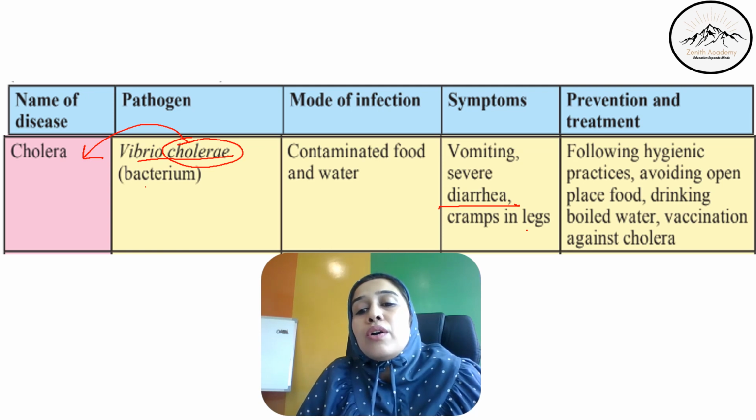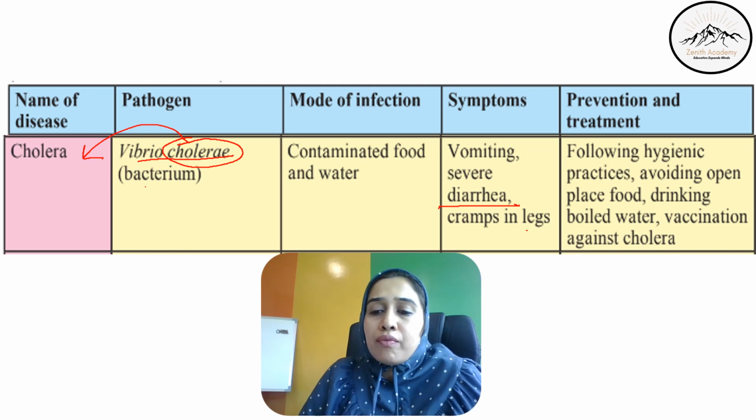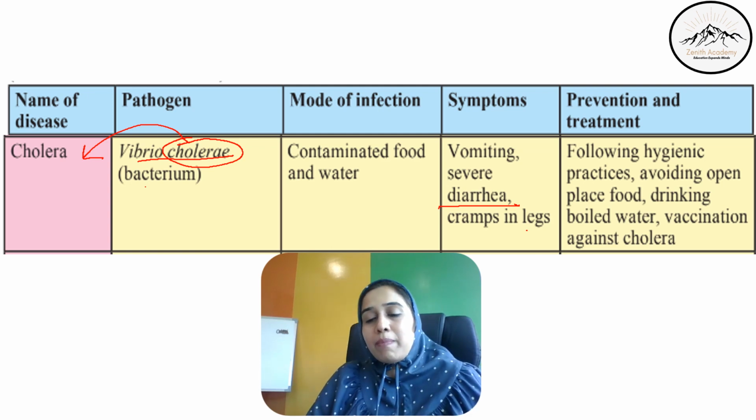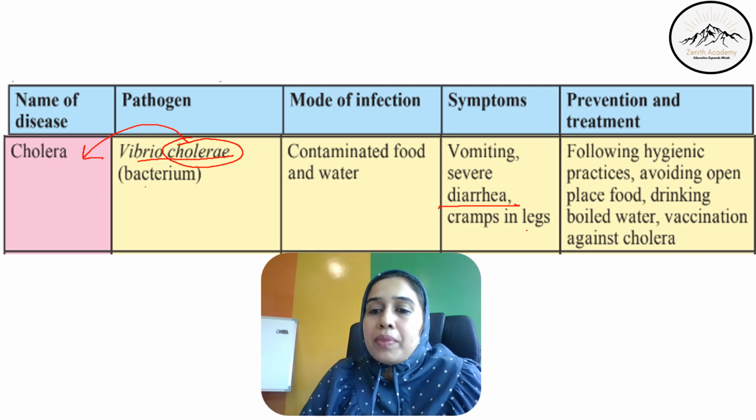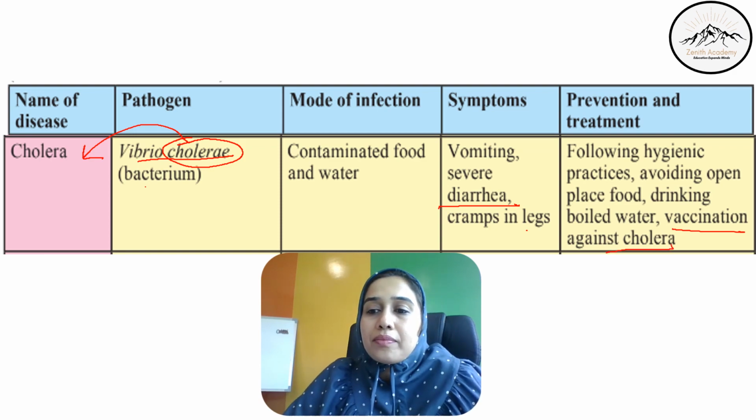Prevention and treatment is following hygienic practices, avoiding open places for food and drinking. It means we should not eat food that is kept in an unhygienic manner, like in an open place or uncovered food and water. Then always drink boiled water and take vaccination against cholera. It is available in all the medical centers.